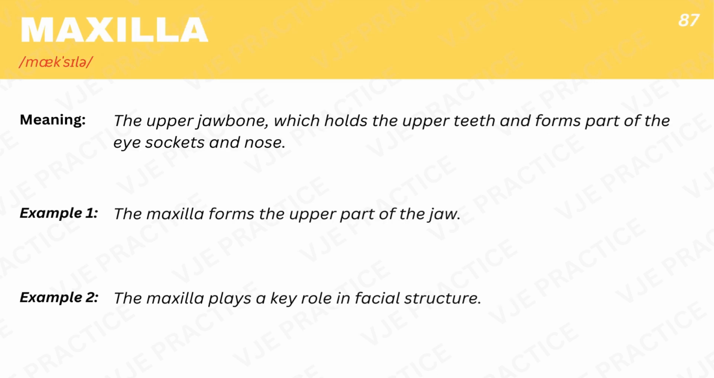Maxilla, the upper jawbone, which holds the upper teeth and forms part of the eye sockets and nose. Example 1. The maxilla forms the upper part of the jaw. Example 2. The maxilla plays a key role in facial structure.